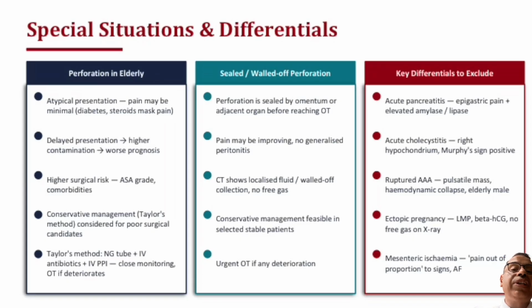Conservative management in perforation can be tried in a very elderly patient who is a poor surgical candidate and may not be able to withstand a proper surgery. That goes by the name of Taylor's method, where there is a nasogastric tube, IV antibiotics, and, if it is a peptic ulcer perforation, IV PPI. Close monitoring, and shift to OT if the patient deteriorates.